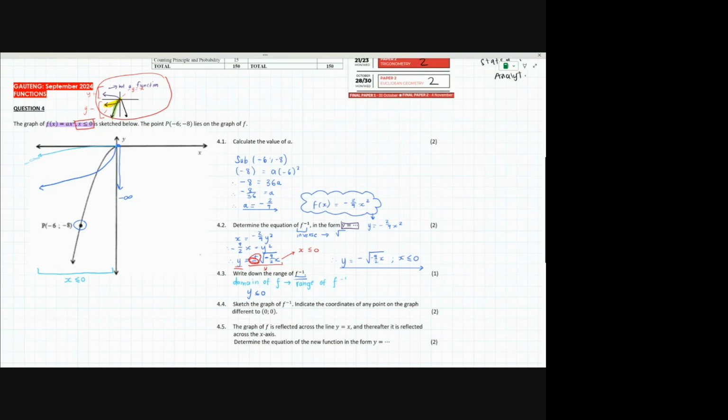So 4.4 says sketch the graph of the inverse, indicate the coordinates of any point on the graph different to 0, 0. That makes sense. Remember, again, we're just swapping. So all we're going to do is take this p-value and swap the coordinates. So this is now going to be at p dash, because remember, it's a transformation of -8, -6. I swapped the x and y coordinates to get that coordinate. That's all I need to do. I've sketched the graph. There's the inverse. It follows the restriction x less than or equal to 0 that we wrote down earlier.